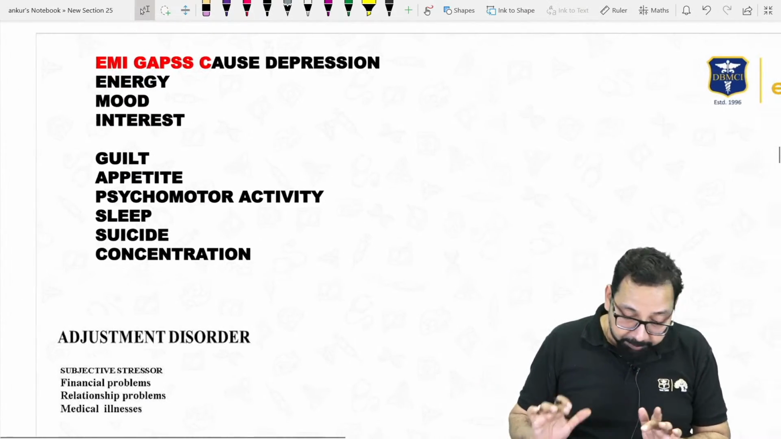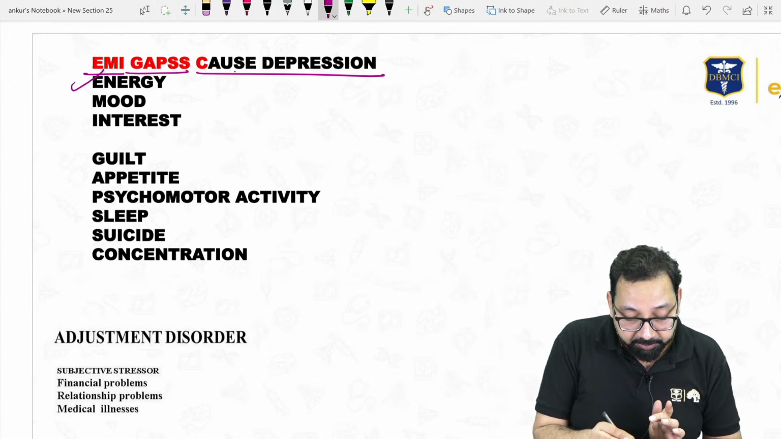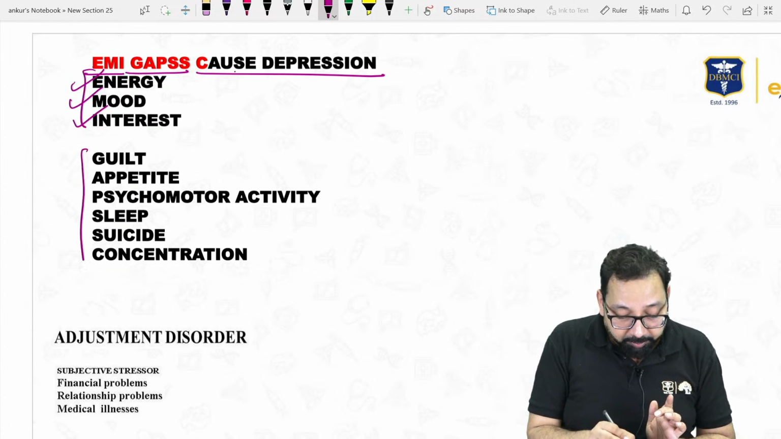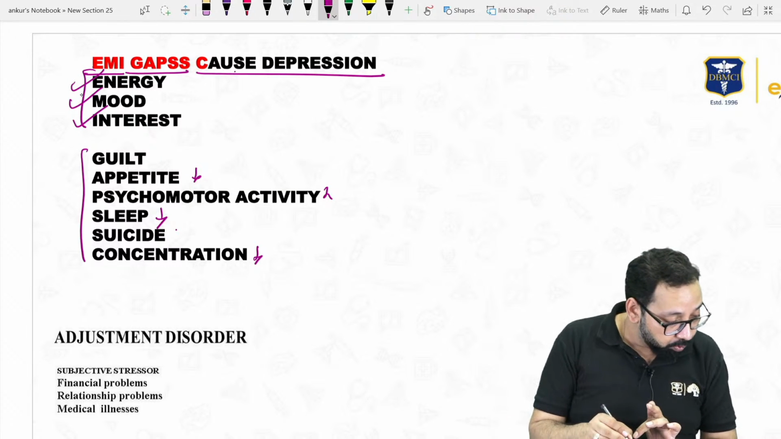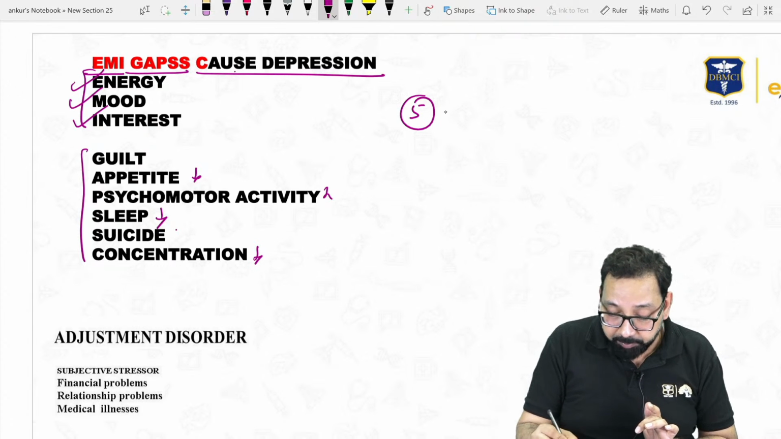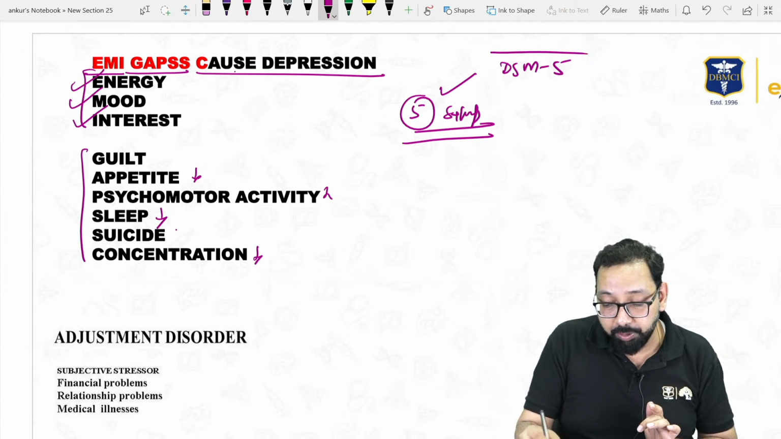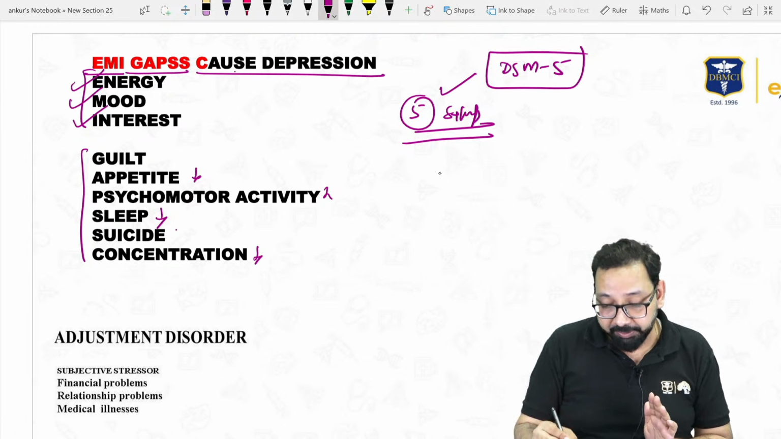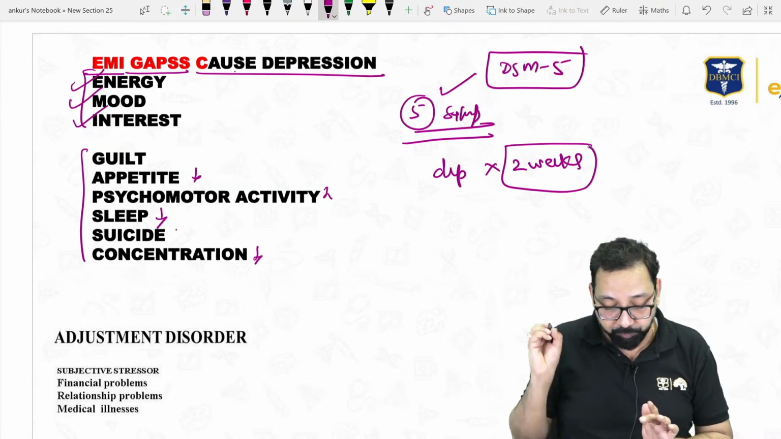Frequently asked question on depression, the mnemonic for this is SIGE CAPS, and EMI causes depression. EMI: energy, mood, interest. Guilt, appetite decrease, psychomotor activity decrease, sleep decrease, suicide, concentration decrease. If out of these, 5 symptoms are there, I am taking 5 according to DSM-5, you will say the diagnosis is depression for 2 weeks. How much duration? 2 weeks.